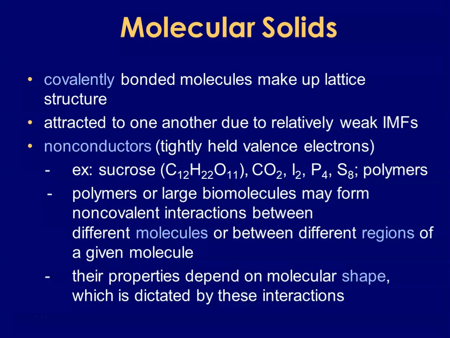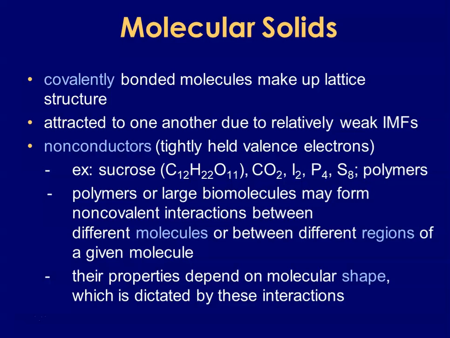Your molecular solids are your covalently bonded molecules. These are attracted to one another through IMFs that are not nearly as strong as what we see with our ionic solids. They are non-conductors. They do not conduct electricity well at all. Their valence electrons are held onto quite tightly. Some examples include sucrose, your diatomic molecules, your molecular elements, covalent compounds in general, polymers, and large biomolecules like proteins.